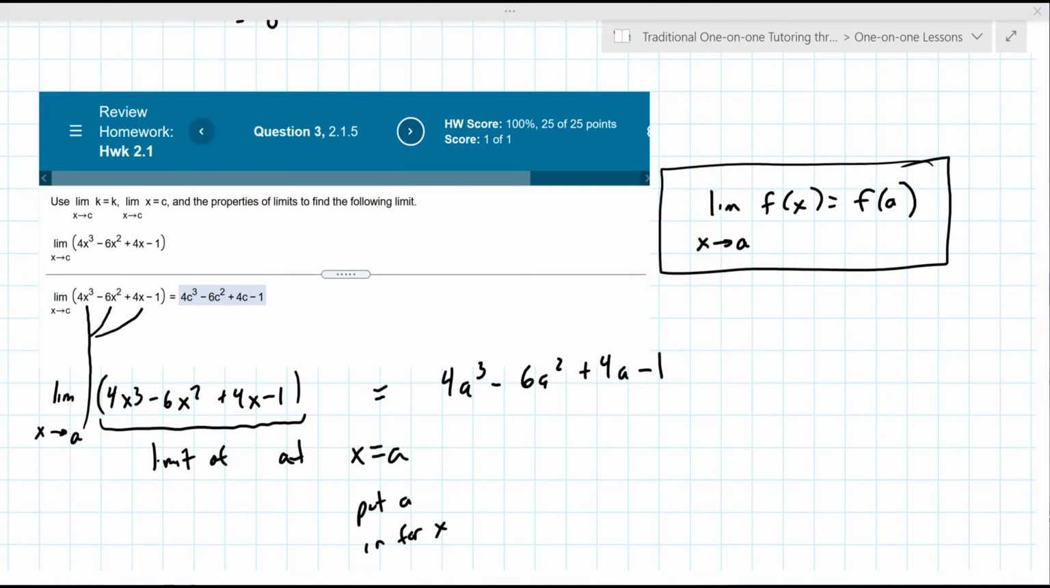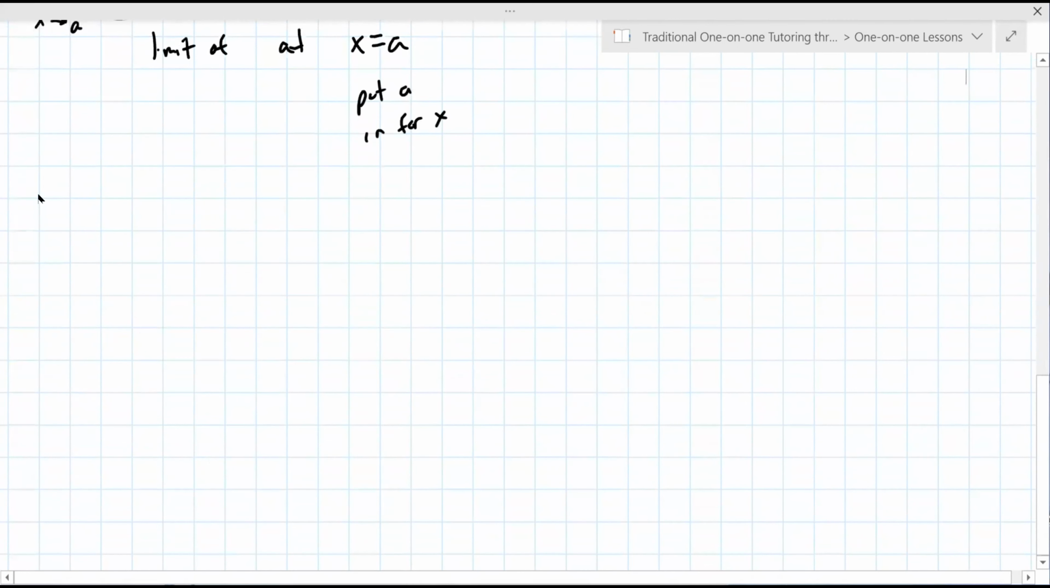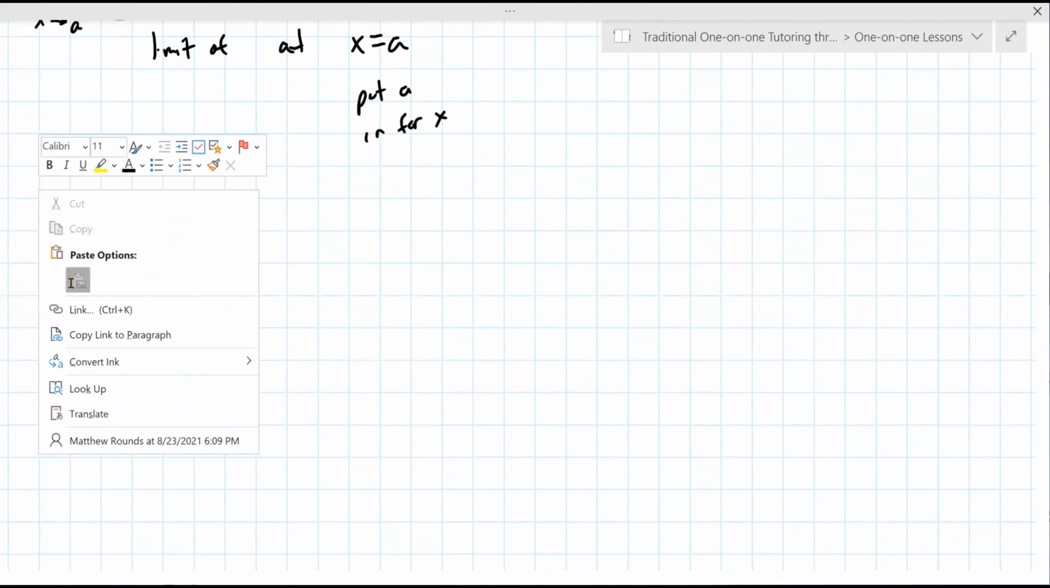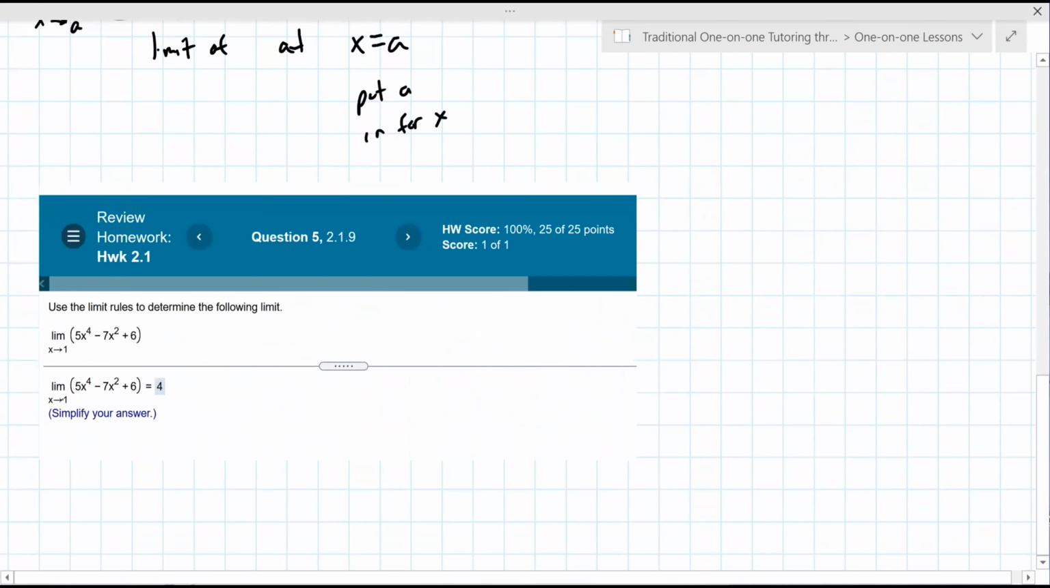Okay, so here is another example. I skipped to question 5. Excuse me, let me snip that in. Okay, so the limit as x approaches 1 here of this thing right here, I'm going to scratch this out. It's like putting 1 in for x. So it's 5 times 1 to the 4th minus 7 times 1 squared plus 6.